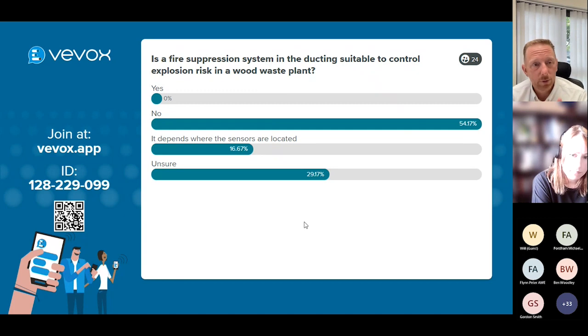I think it helps if you had fire suppression with all the other features, the explosion non-return, the bursting panel. So as Rob says, the increase in pressure can be vented outside. Any flame coming back through can be doused and therefore dealt with. That's all good, but relying just on a fire suppression system, to me it's high risk.